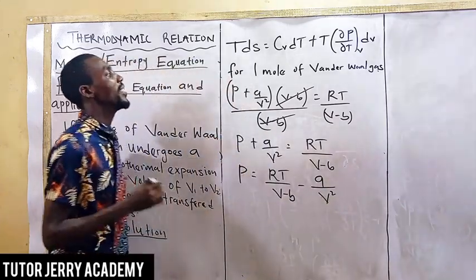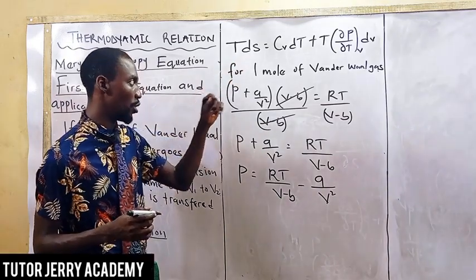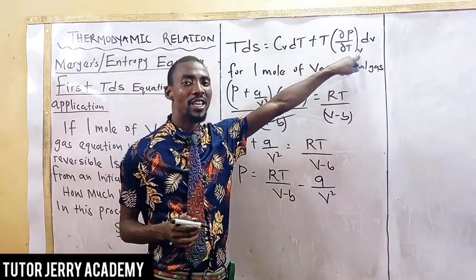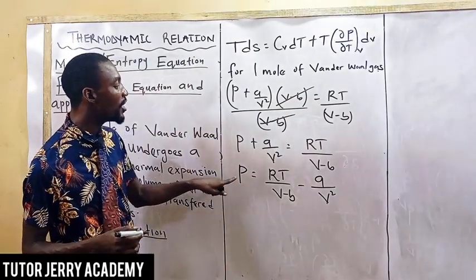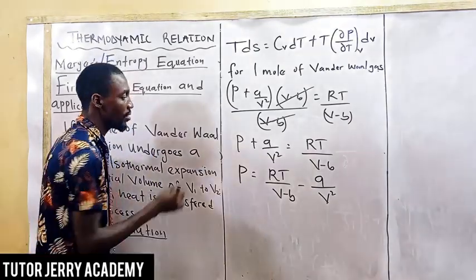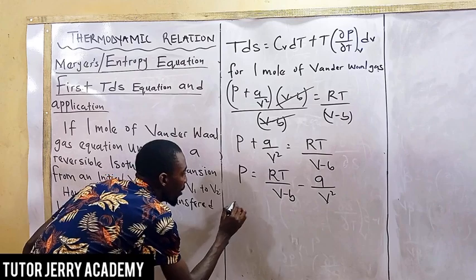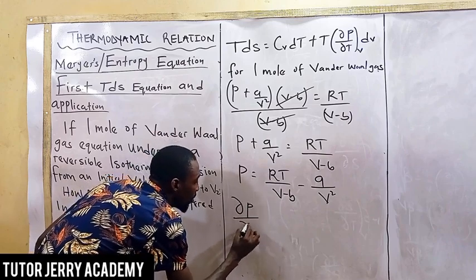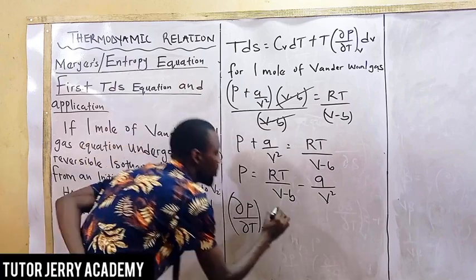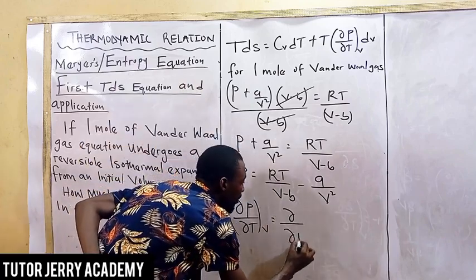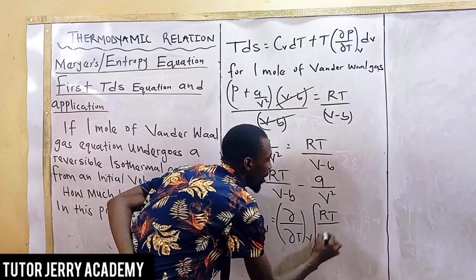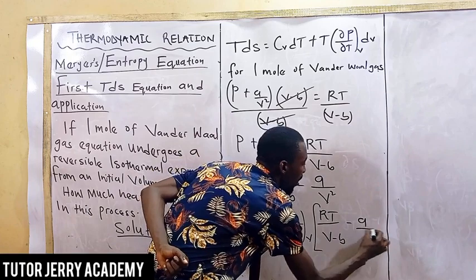All right, now we can see that from our TDS equation, we have the partial derivative of P with respect to T, keeping V constant. So we are going to be differentiating this P with respect to T, keeping V constant. All right, let's do that. So for us to do this, we take the partial derivative of P with respect to T, keeping V constant, which will be equal to the partial derivative with respect to T, keeping V constant, of RT over V minus b minus a over V squared.